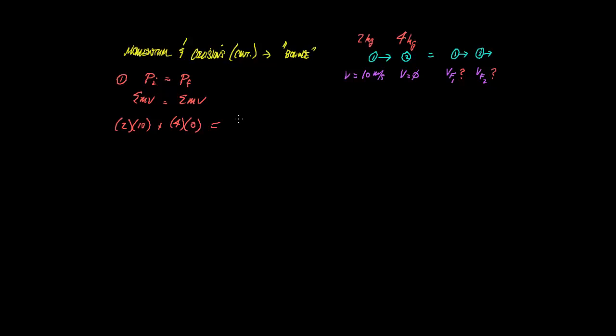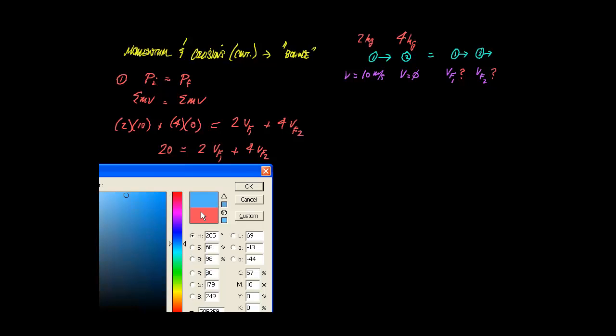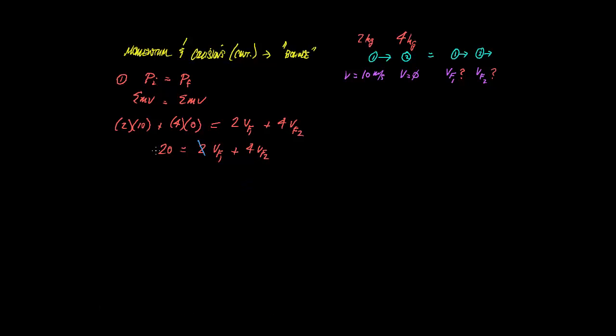On this side, what do we have? 2 times v final 1 and 4 times v final 2. Now we can clean this up a little bit. That becomes a 20, and that becomes 2 v final 1 plus 4 v final 2. I can clean it up even further by dividing out by 2. That becomes a 10, that becomes v final 1, and that becomes 2 v final 2. Now, two unknowns there. That becomes our equation 1 that we cannot continue with till we get a second equation.